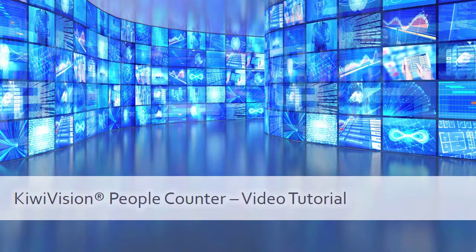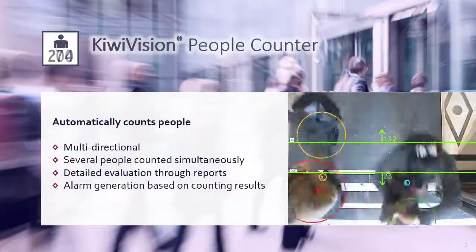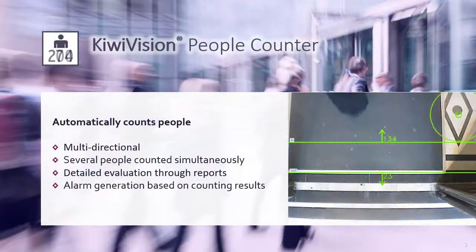Today we want to talk about the PeopleCounter. The PeopleCounter is a video analytics module, which counts people automatically in multiple directions. It can be used to generate detailed statistics or alerts based on the counting results. The focus of this tutorial is the configuration of the PeopleCounter itself, and we will also talk about the camera requirements to get decent results.